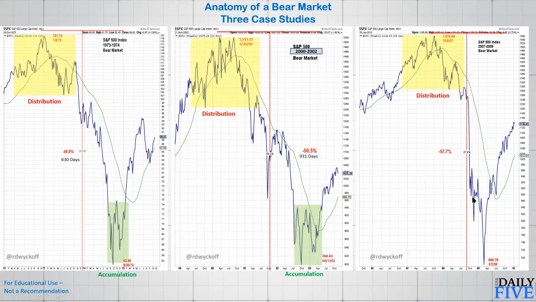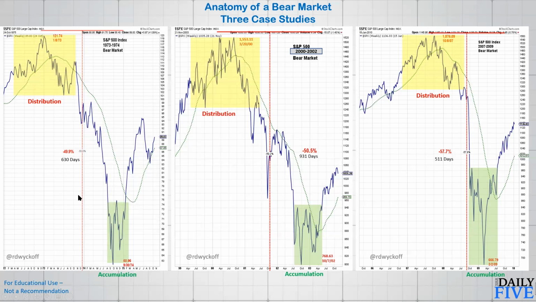Look at the persistency of this markdown. Did not get a redistribution structure until very, very near the lows, and then a final climactic V bottom low, very dramatic period in 2009. And this was 511 days, shorter than the prior two. Here is our accumulation, which set up the great bull market that started in 2009, 2010, and went on for about a decade. So quite a dramatic event.